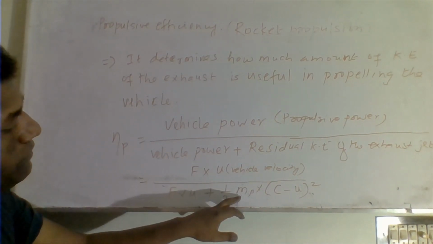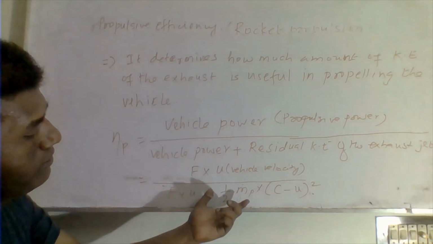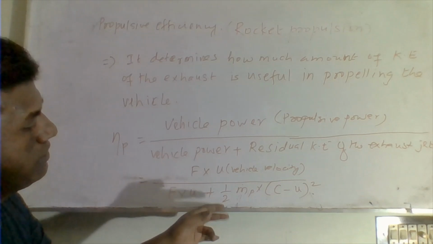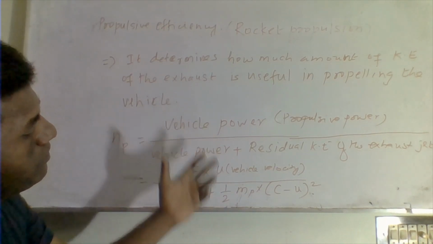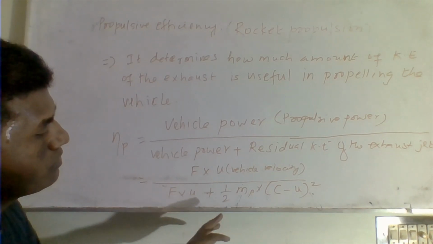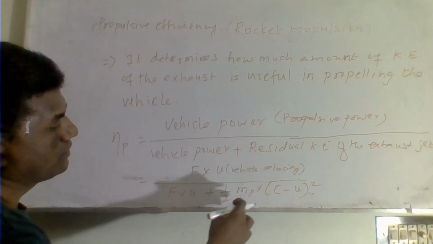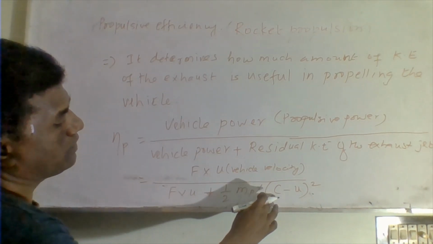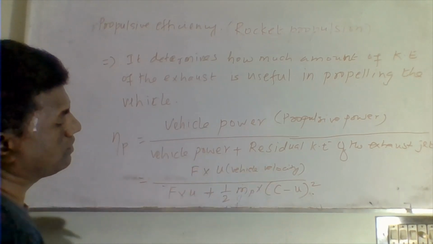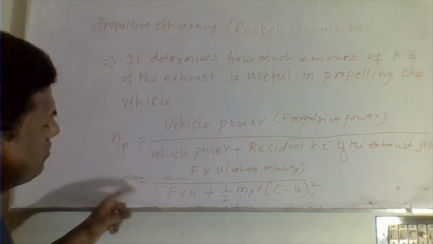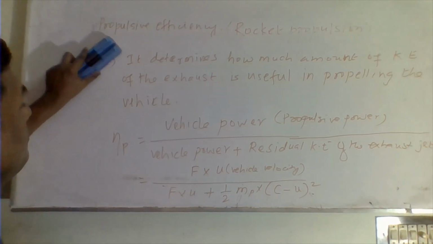Here m dot p is nothing but the mass flow rate of the propellant. Sometimes we will say mass flow rate, and sometimes mass flow rate of the propellant in rocket propulsion, but both are one and the same, no difference. C is nothing but the effective exhaust velocity in rocket propulsion, and U is the vehicle velocity. So how is this going to be further simplified? That is the propulsion efficiency.